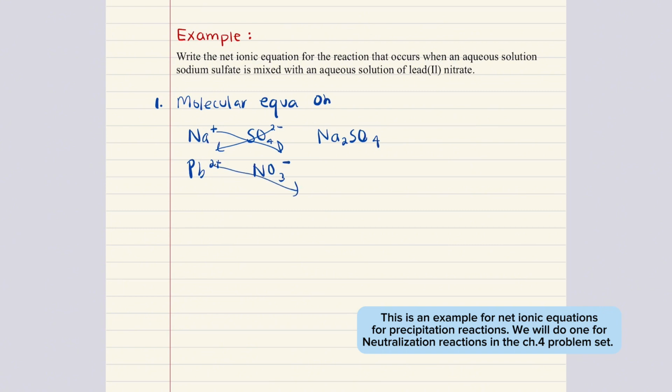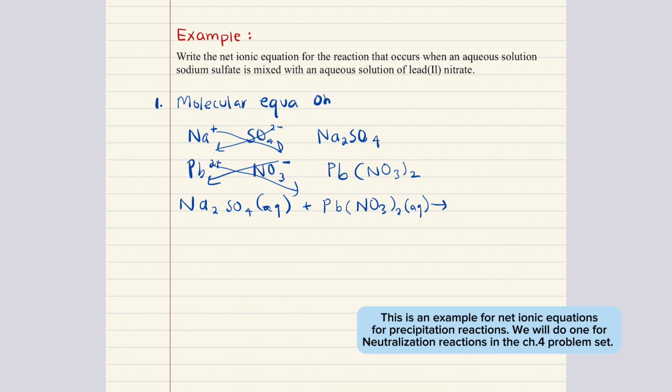Again, we're going to swap charges here. Lead(II) nitrate looks like Pb(NO3)2. And so for our reactants, we have Na2SO4 aqueous plus lead(II) nitrate aqueous. All right, what do our products look like? Well, we're going to start by swapping ionic partners, of course, making sure that the ionic formulas are overall neutral. And then we want to balance the equation.